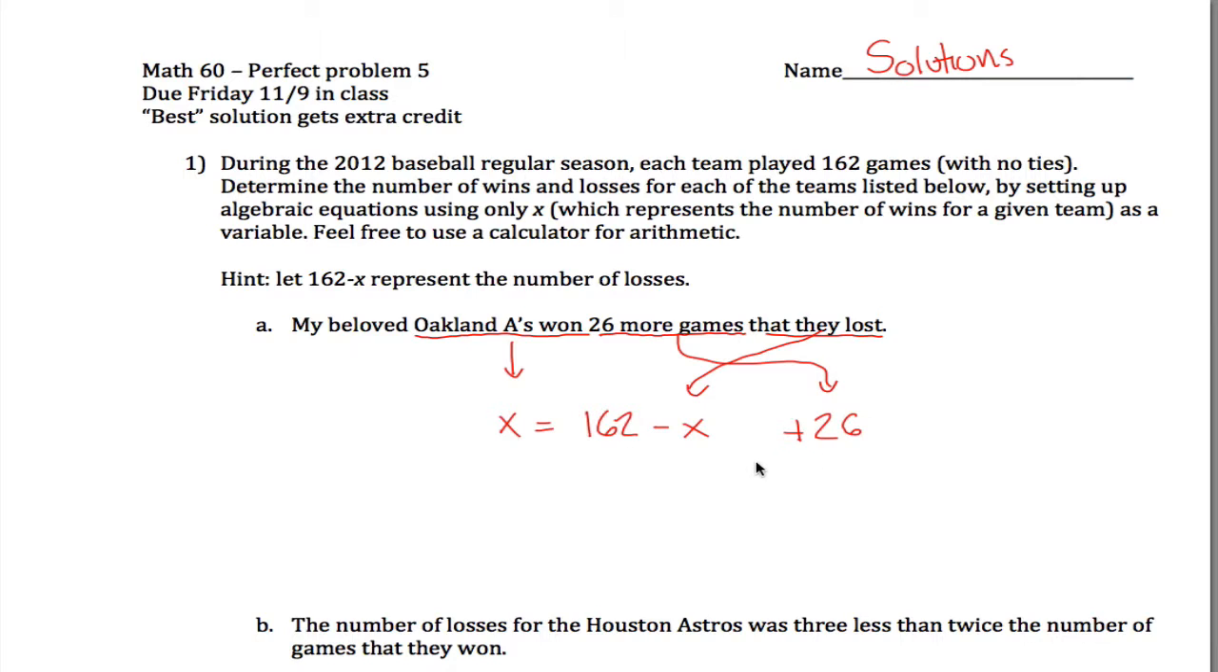So what we have here is a linear equation. We can solve this linear equation. If we add X to both sides of the equation, it gets rid of this one. Well, maybe before I add X, I'll combine like terms. So 162 plus 26, what's that, 188? So we can get something like this. And now if we add X to both sides, we get 2X equals 188. But we don't want 2X, we want X, so we have to divide both sides by 2. What we get is that X equals 94.